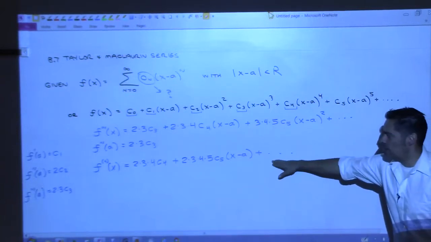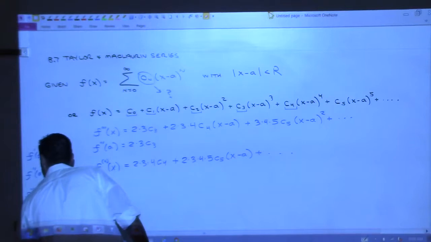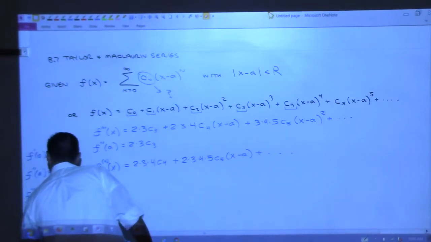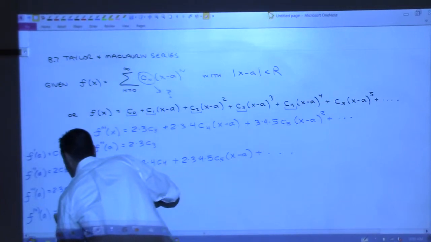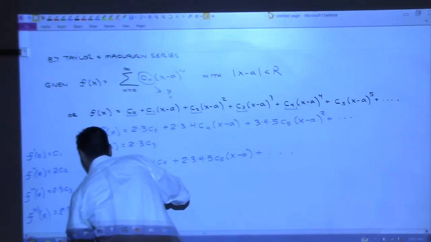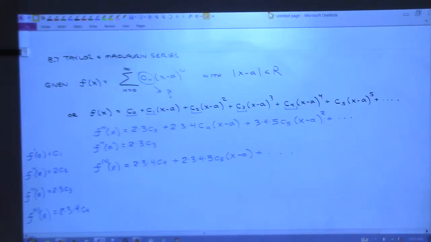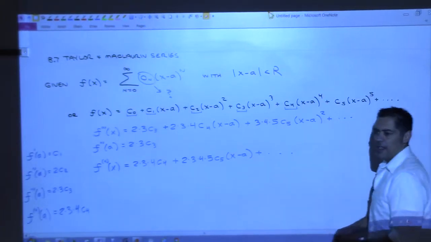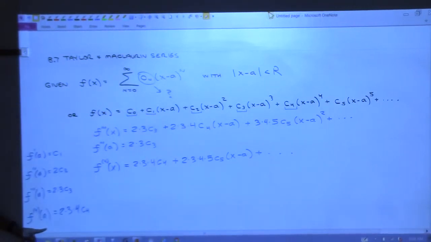Plug in a into this, and you get the fourth derivative at a is 2 times 3 times 4, c sub 4. There's a pattern over there. Do y'all see it? Just to see that we're seeing the pattern, what would the fifth derivative at a be? 2 times 3 times 4 times 5, right? C sub 5. And so on and so forth, right?